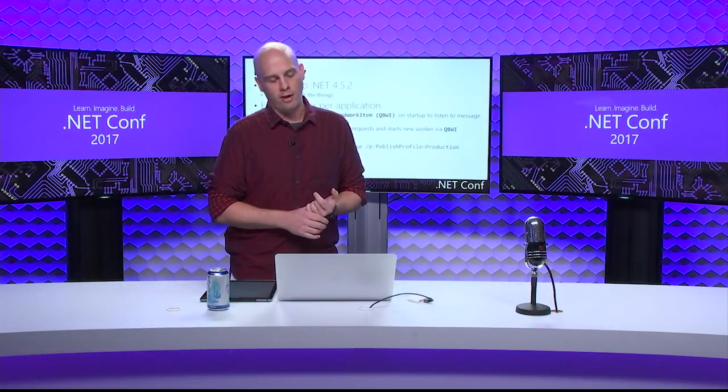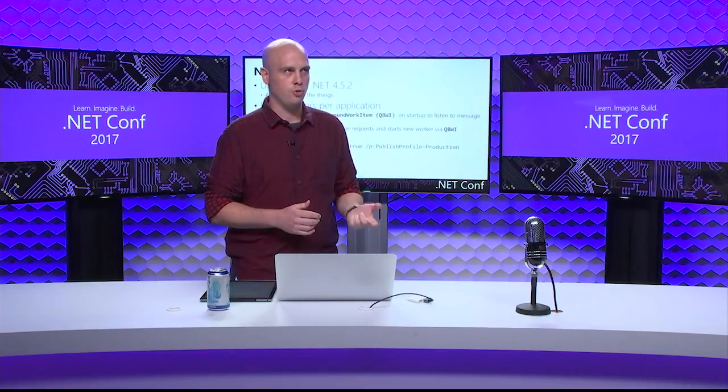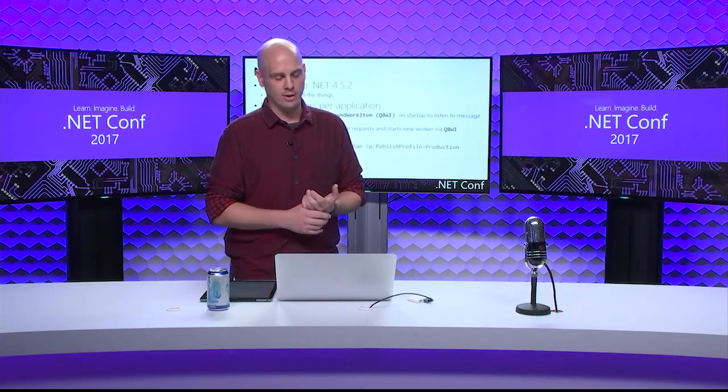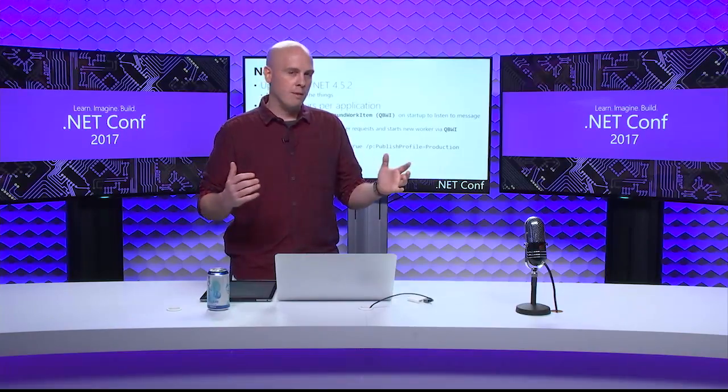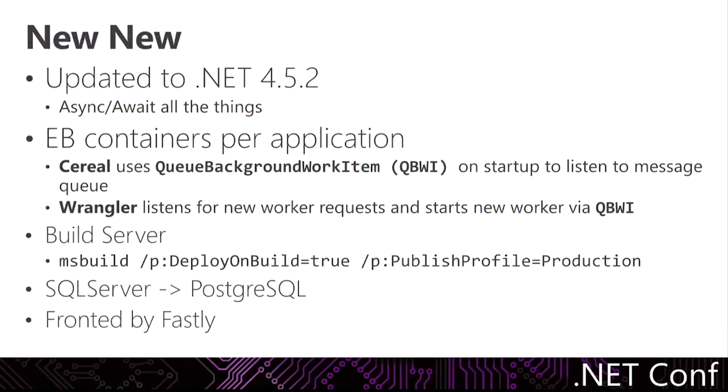First thing I did was upgrade everything to .NET 4.5.2, if I remember correctly looking at our code. Everything became async await, so the clients no longer had to poll. They could just long connect and wait, and we actually saw immediate responses that were faster. No more polling. The SQL Server, we migrated to Postgres.